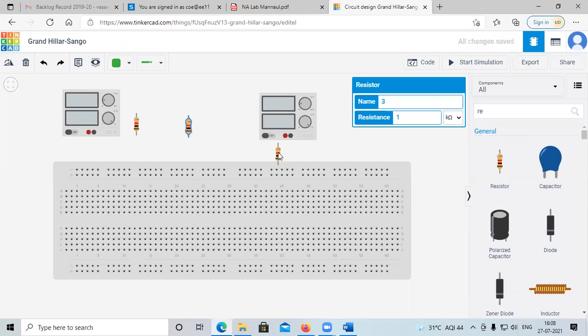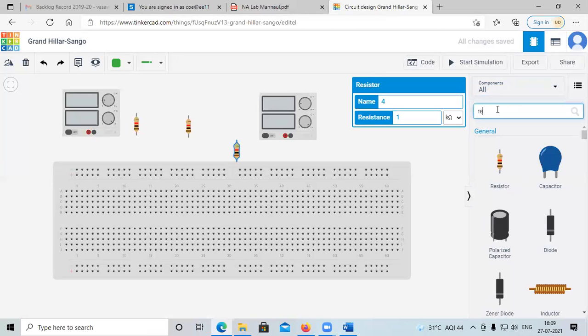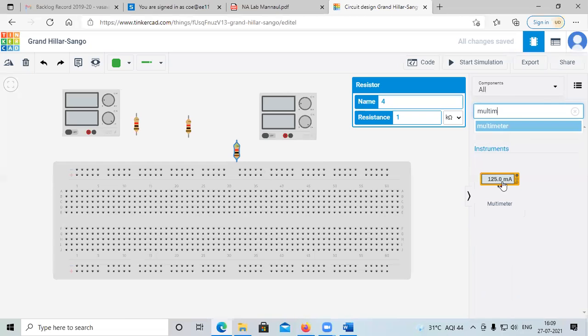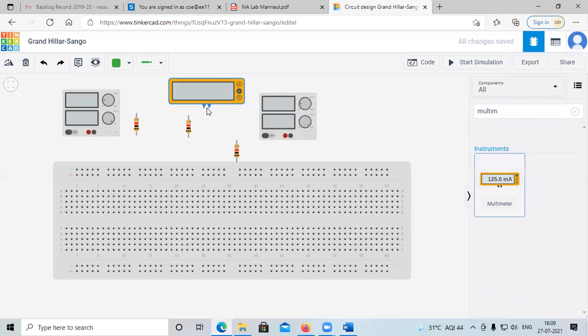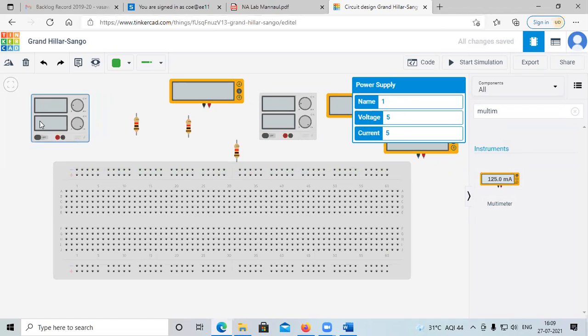Okay, now for measuring current, as per our circuit diagram, see here, currents I1, I2 and I3. So for measuring a current, I require a multimeter. So we use a multimeter for measuring current. So search multimeter, and it will come here. I require 3 multimeters because there are 3 currents, I1, I2, I3. I will take 3 multimeters and connect them. Okay, so see, did you understand how to take the equipment?